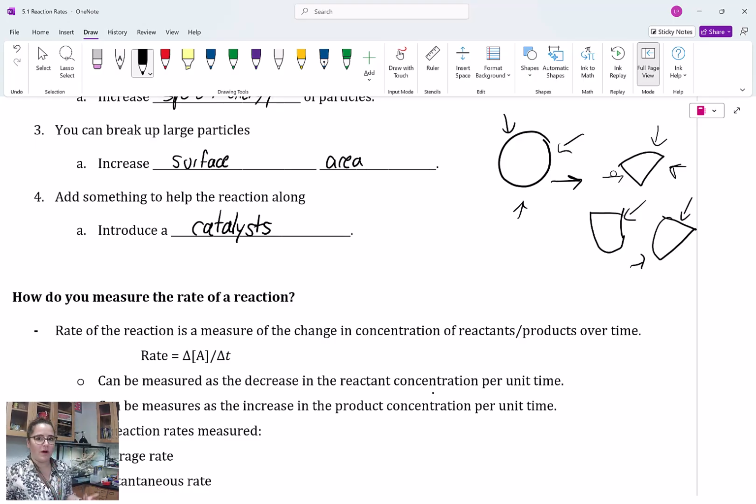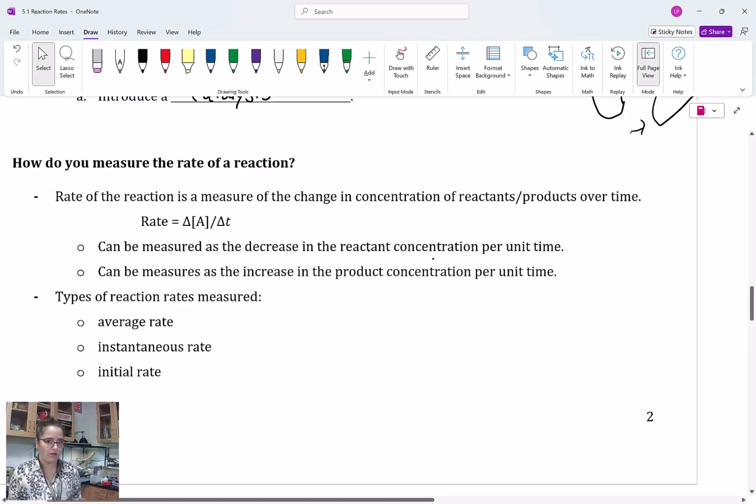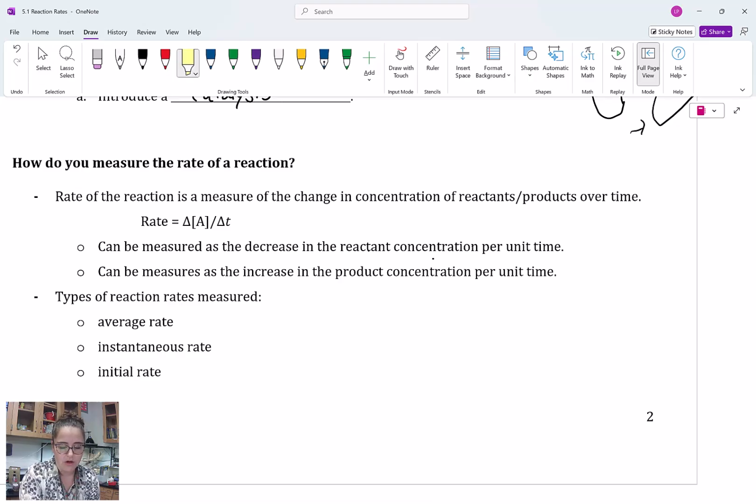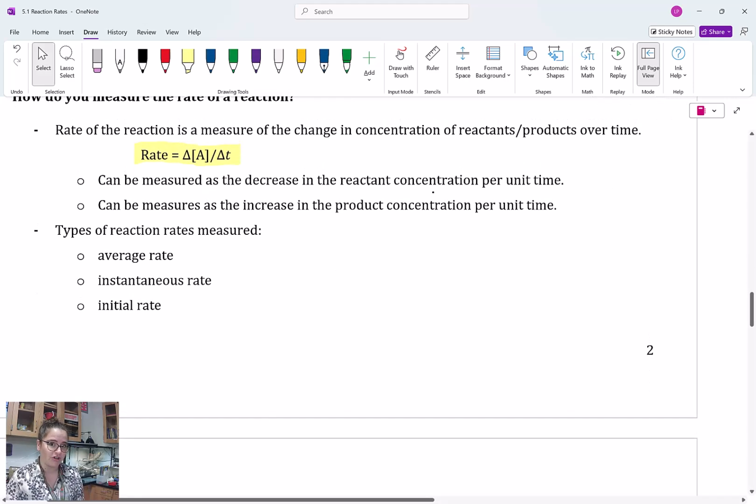So if we want to increase the rate of the reaction, how do we measure it to know that we increased it? Well, we look at the change in the concentration of one of the reactants or products over time. So you can think of the rate as the change in concentration over time. Sometimes it's a decrease in reactant concentration, sometimes it's an increase in the product concentration. And there are a couple of different rates that we measure, because if you think about it, this is going to change as the reaction progresses. So sometimes we'll talk about the average rate, sometimes the instantaneous, and the initial rates will be especially important when we get to our differential rate laws.